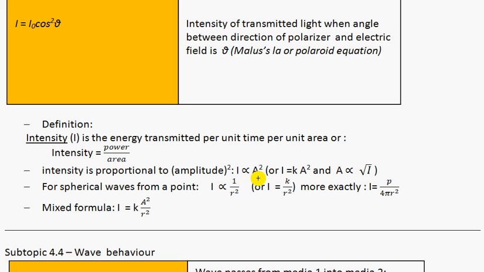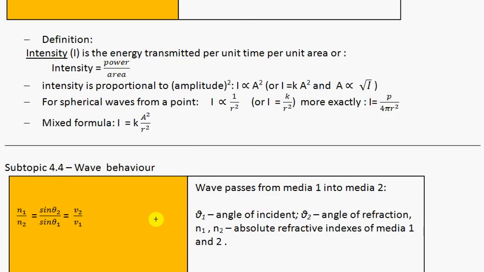Intensity is proportional to amplitude squared, which means that amplitude is proportional to the square root of intensity. And for spherical waves from a point, as we can see, intensity is inversely proportional to distance squared. Or, because we have proportionality, we can use some constant k. More exactly, it is power divided by the area of a sphere. Mixed formula. Some constant, and from here we see that intensity is proportional to the square of amplitude and inversely proportional to the square of distance from the source.